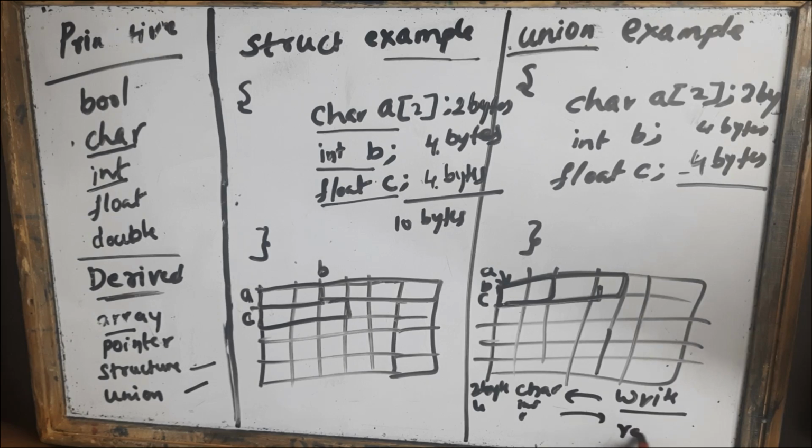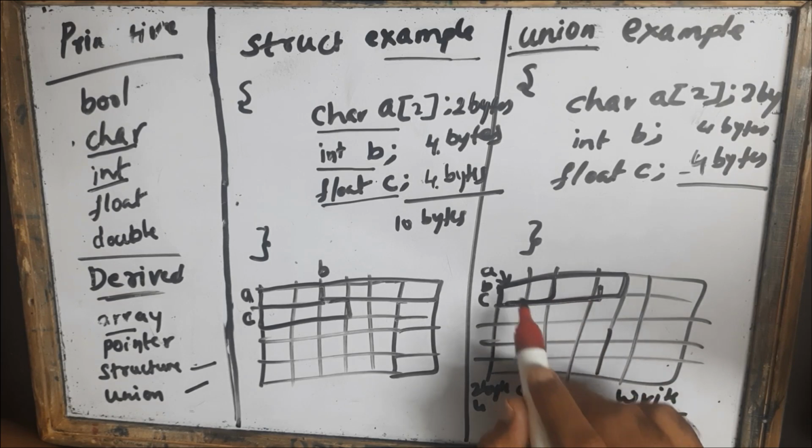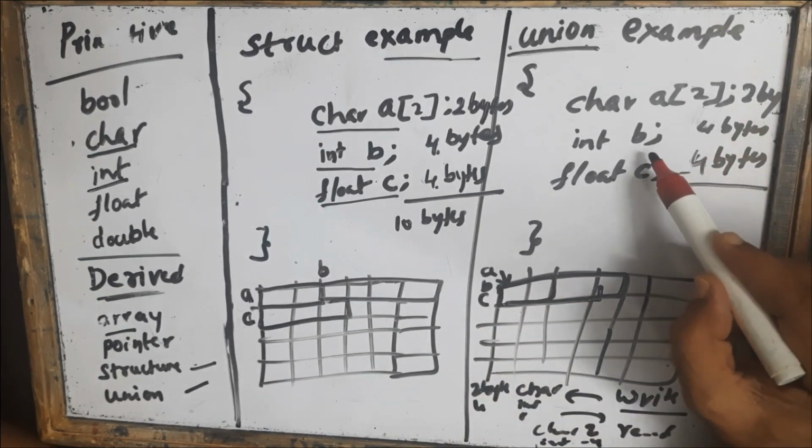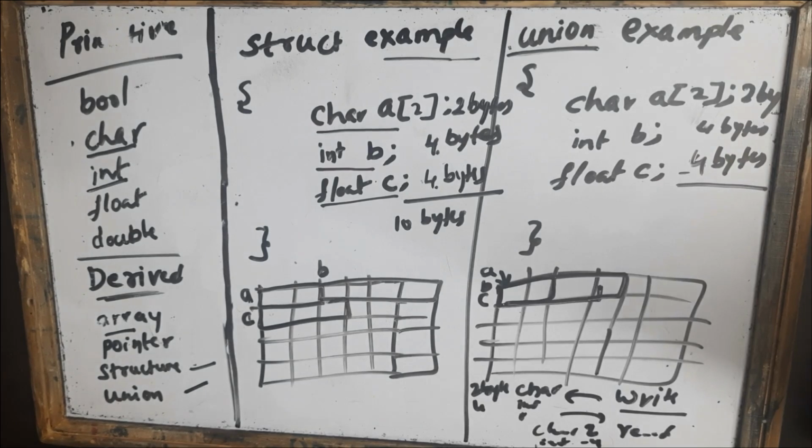And reading, if you read character, it will read 2 bytes again. For the int, it will read 4 bytes. Same for the float. But the same memory location will be used for all the elements, and the maximum byte will be allocated in the memory.